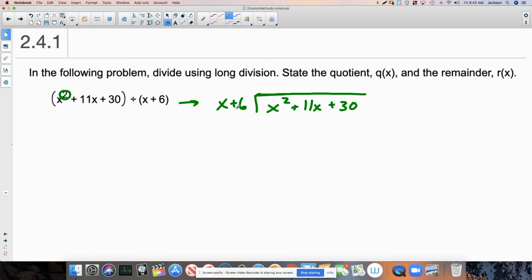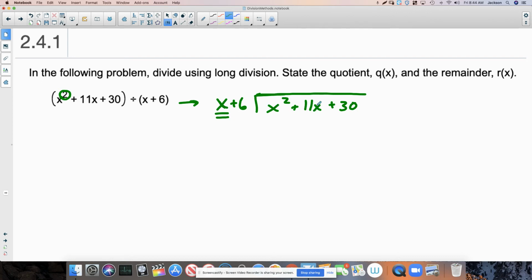Now, the process for long division with polynomials is very similar to the process that we do with just integers, okay? The difference is when we're trying to ask ourselves, well, what do I multiply this by to get this? We only look at this first term in this binomial. So in other words, what do I multiply x by to get x squared? Or how many times does x fit into x squared, right? So what do I multiply this by to get this? And that would be x.